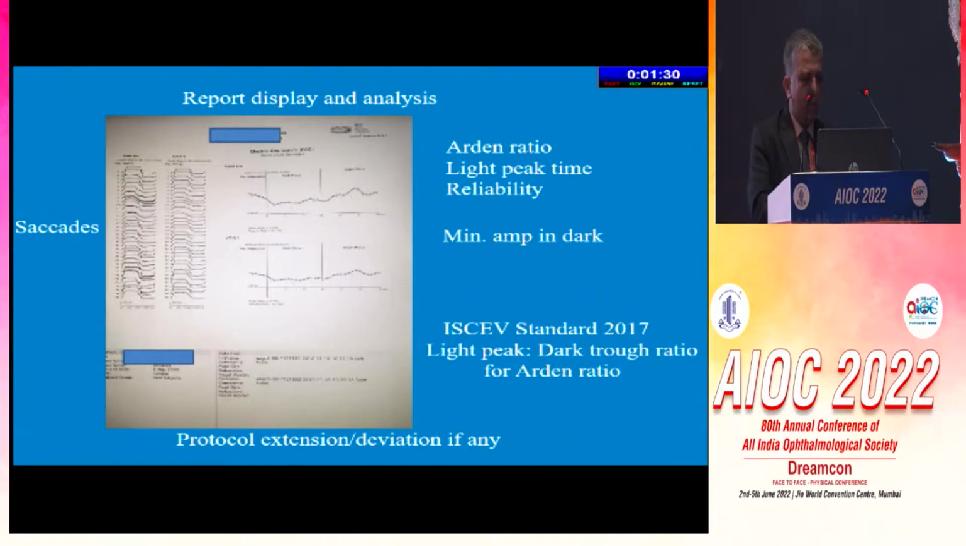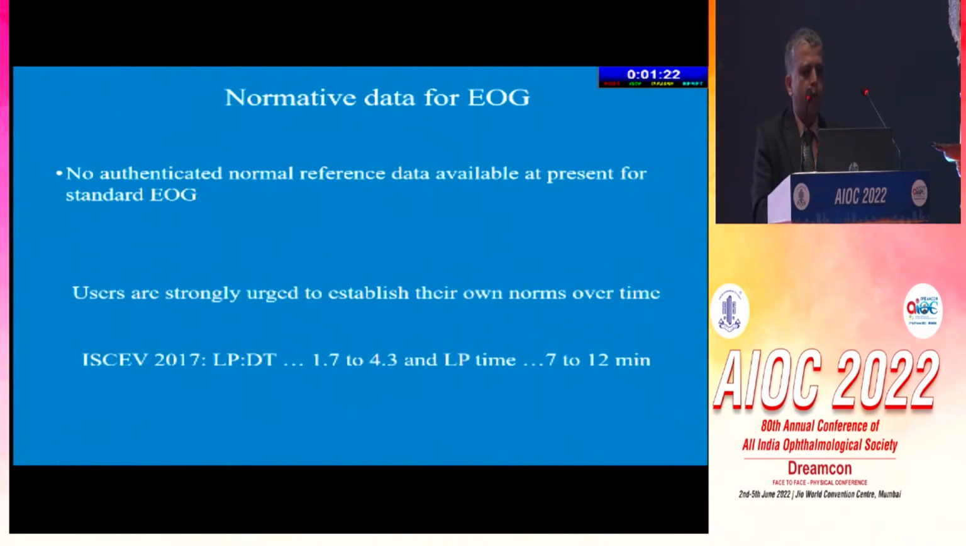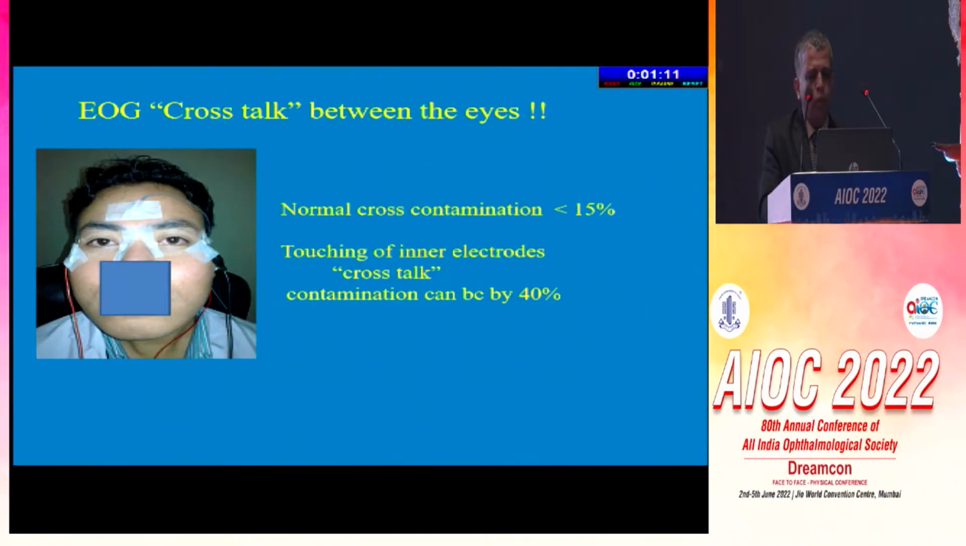So that is why both the saccades as well as the wave pattern, as well as the Arden ratio, are important. The light peak to dark trough ratio, the replacement term for the Arden ratio as per the latest standard, should be around 1.7 to 4.3, and every lab needs to have their own reference value.